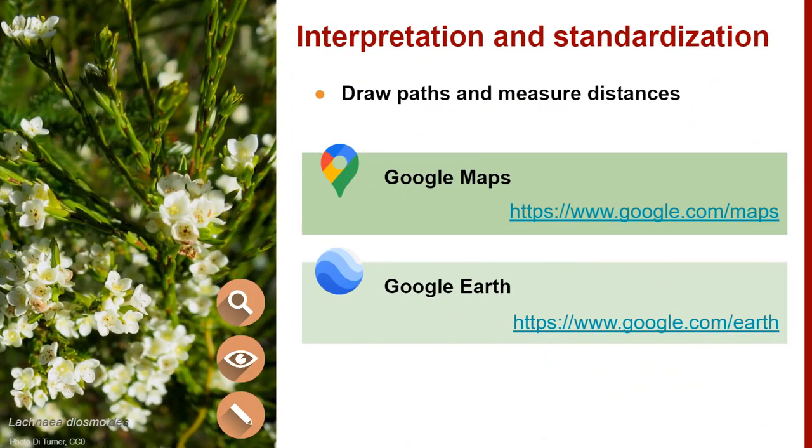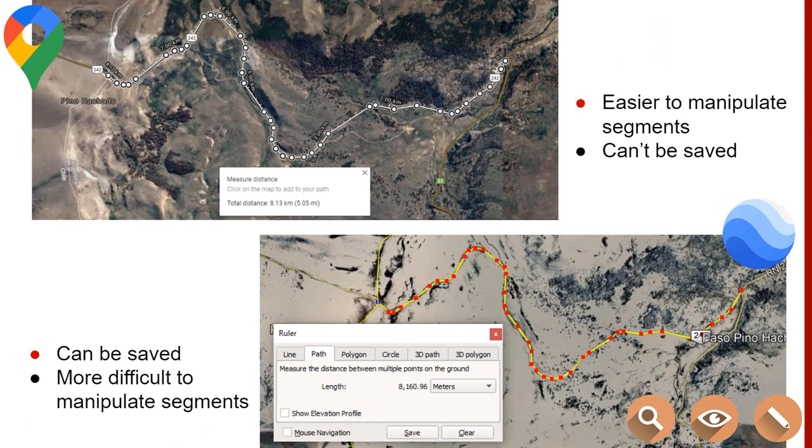Another useful feature we might need from this tool is the ability to draw paths and measure distances. To perform this task, Google Maps and Google Earth offer functions that are very easy to use. Google Maps, shown here in the upper left, allows manipulation of distinct segments of a path quite easily, providing lengths for each one. However, these paths cannot be saved for later use. On the other hand, Google Earth provides the total length of a given path, but allows saving, exporting, and reusing the polylines. Also, it provides an elevation profile associated with the path.